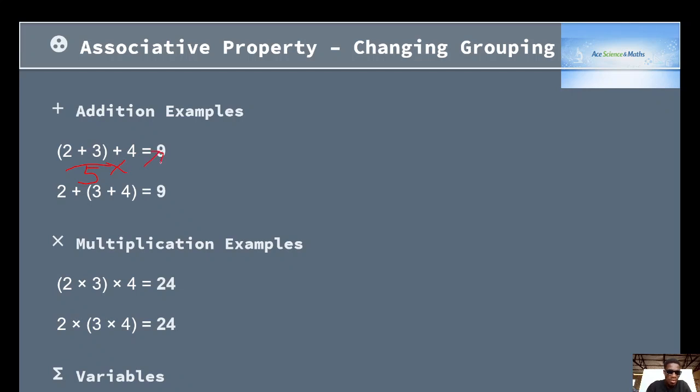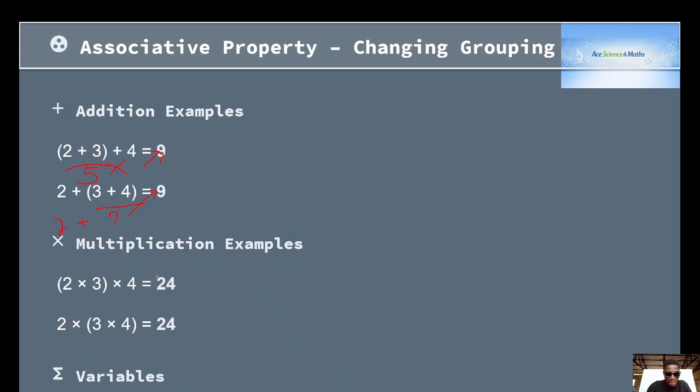So you see that 2 plus 3 in one bracket plus 4 gives us 9. The same way, when you decided to group the 3 and the 4, putting the 2 outside, 3 plus 4 gives us what? 7. And then plus 2. So 2 plus 7 equals 9. So you see, it doesn't change the answer. It remains the same. So associative property is applicable using addition.